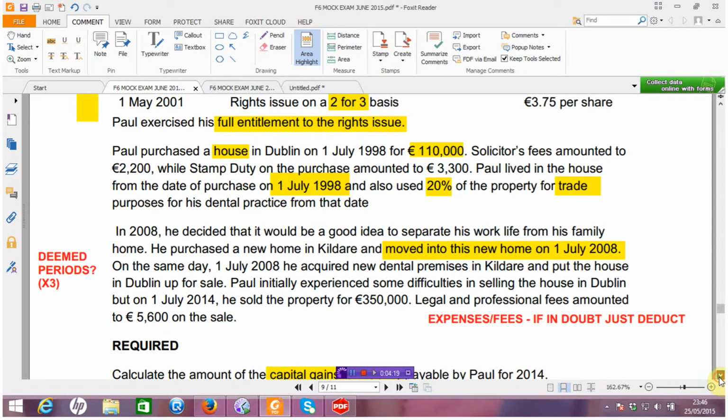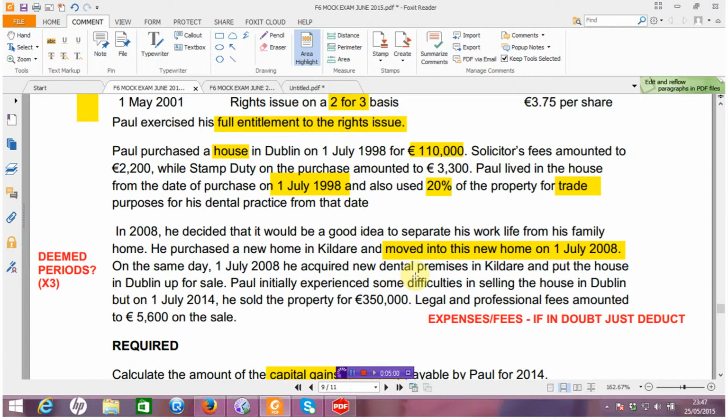In terms of what this chap Paul has done, essentially he's moved into the property as you would expect, notwithstanding the fact that part of it is used for trade purposes, and decided in July 2008 to move out into a new home. So it looks as if we have a period of residence running from July 1998, the date of purchase, right the way through, conveniently a set number of years, to July 2008. And then at that point, he acquired a new dental premises and put the house up for sale.